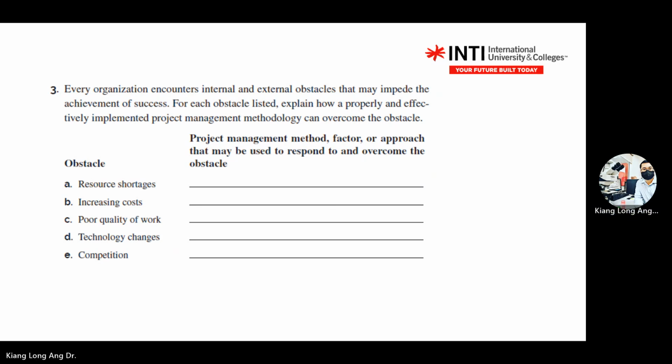Cheaper alternative. Okay, that one is under risk management. The keyword is risk management. You do risk management. Risk management. And then what else? What else? Negotiate.